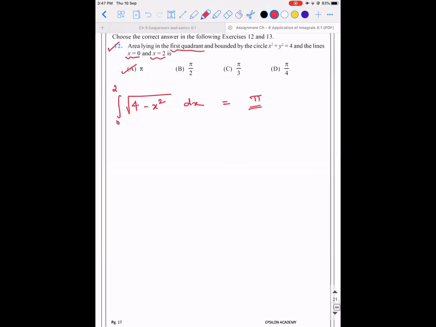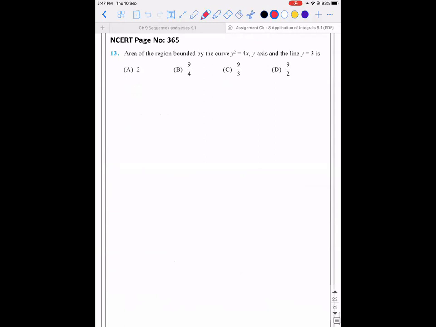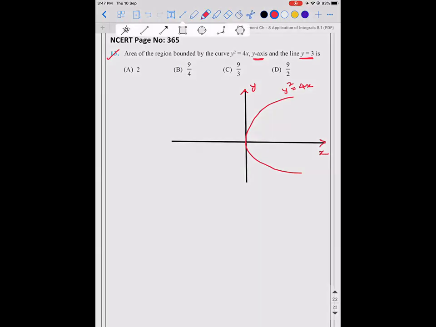Shall I move on to the next one? 13th. Area of the region bounded by the curve y square is equal to 4x, y axis, and the line y is equal to 3. So y square is equal to 4x is what? It's a rightward parabola. y is equal to 3 represents a horizontal line, parallel to x-axis. So area of the region bounded by the curve, they're asking with y axis. So observe the part I'm going to shade. This is the area they're asking.